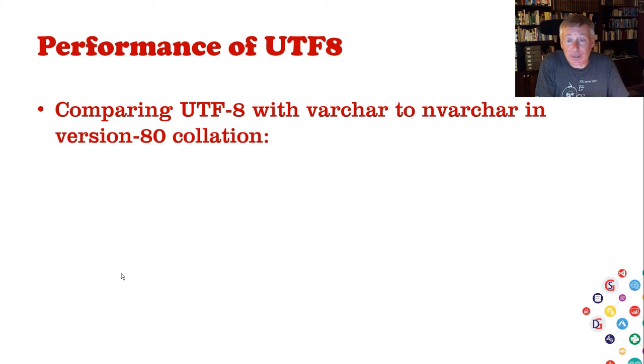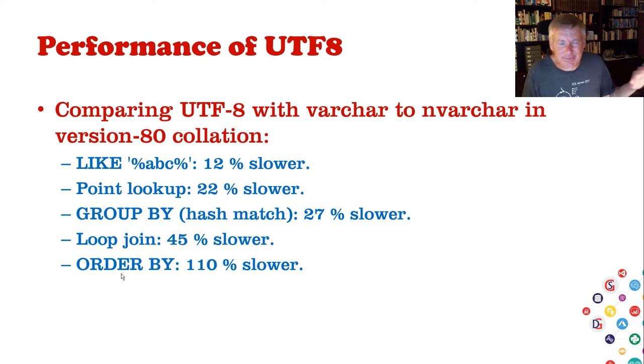For the LIKE operation, it's not that big. The point lookup, 22%. Group by where I forced the hash match, 57%. Loop join, almost 50%. And for the sorting operation that I had, more than twice the speed. I already covered two of these things on the previous slide, because this includes the conversion from UTF-8 to UTF-16, and the fact that it's version 80 towards a version 100 collation, so the bigger character tables. But it doesn't account for everything, so I think UTF-8 also seemed to add some extra overhead.